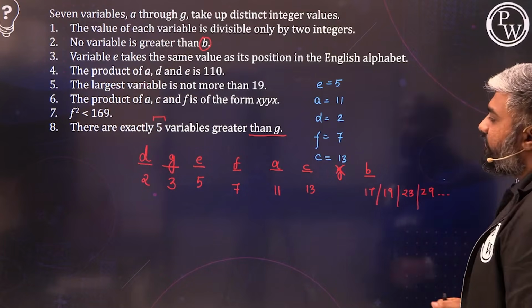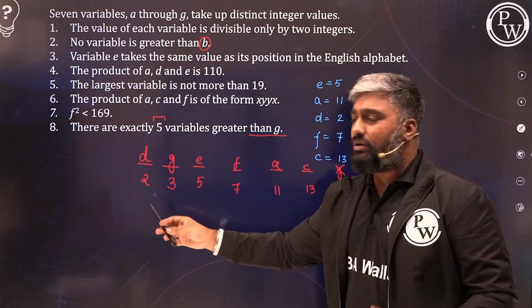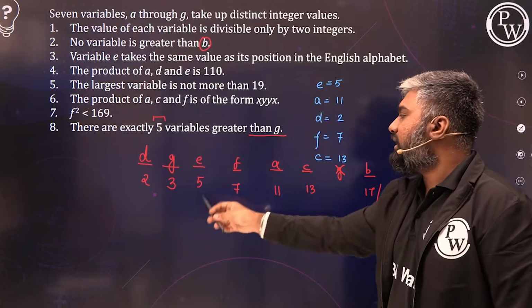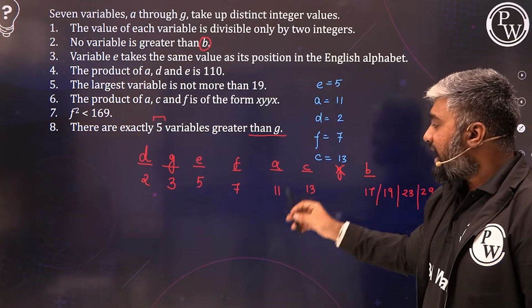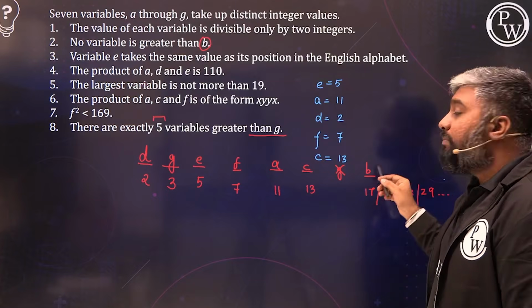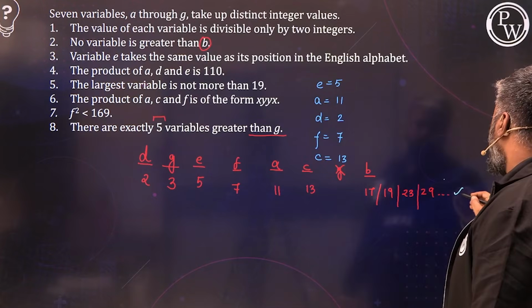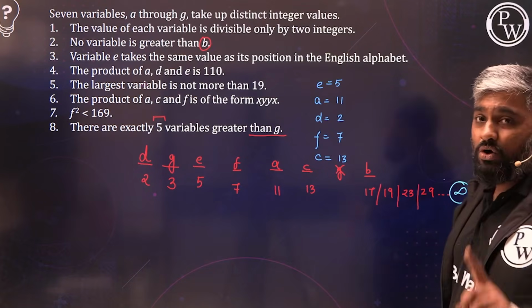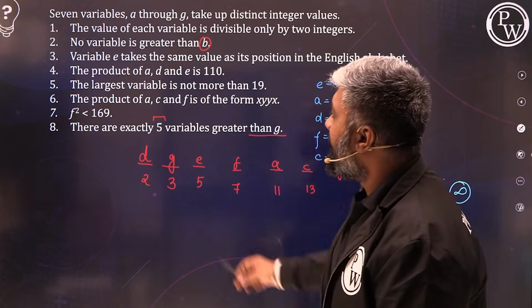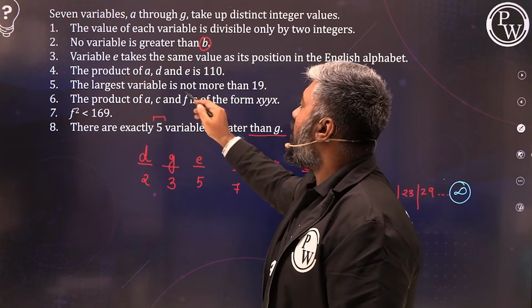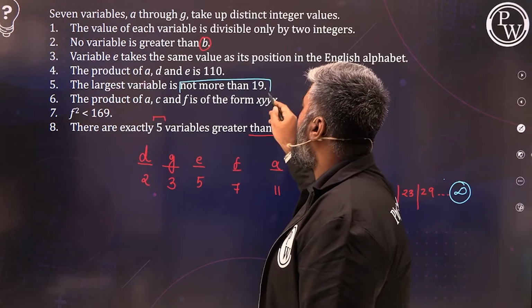So with this, what do we have? We know D fixed value is 2, G is 3, E is 5, F is 7, A is 11, C is 13. Do we know anything about B? B goes all the way till infinity, right? Prime numbers go to infinity. No, there's also another clue. Look at this. The largest variable is not more than 19.